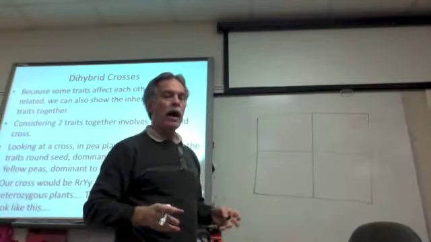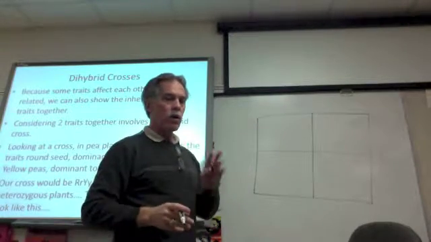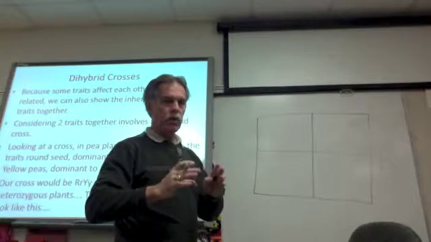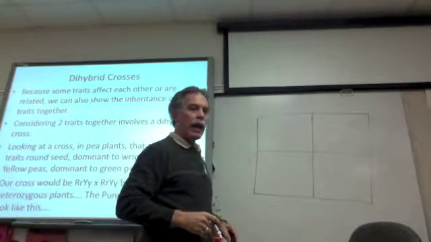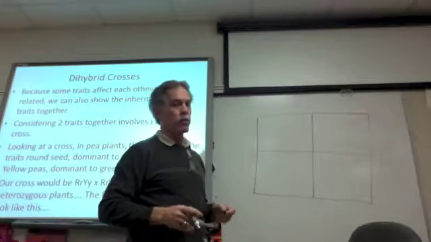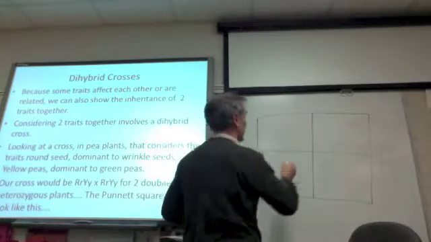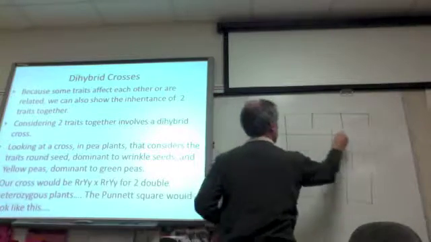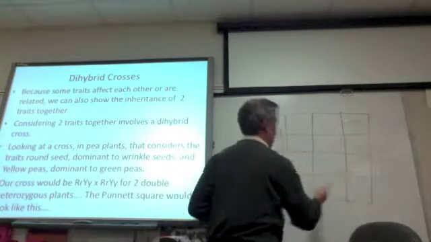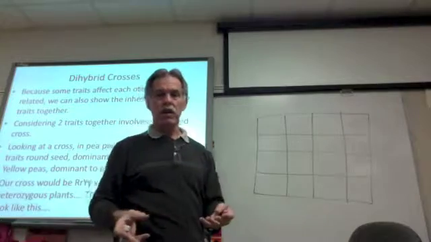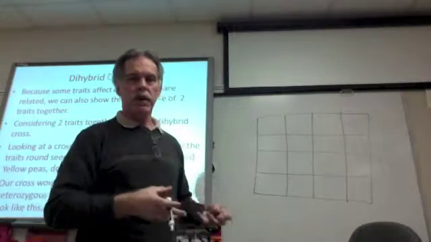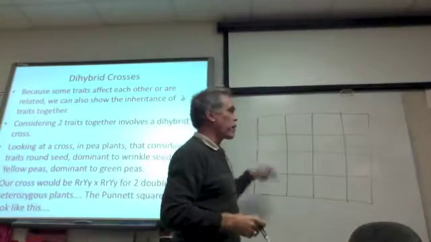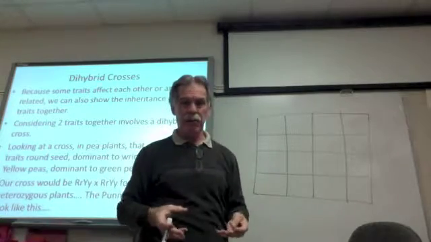So the monohybrid cross was for one trait, remember, two alleles for one trait, and this dihybrid cross, we're going to need more squares because we've got more traits. So we're going to split this one, split that one, split this one, and split that one. So that's the easiest way to make a good dihybrid cross grid. And notice that we've got 4 by 4, which is 16 boxes.